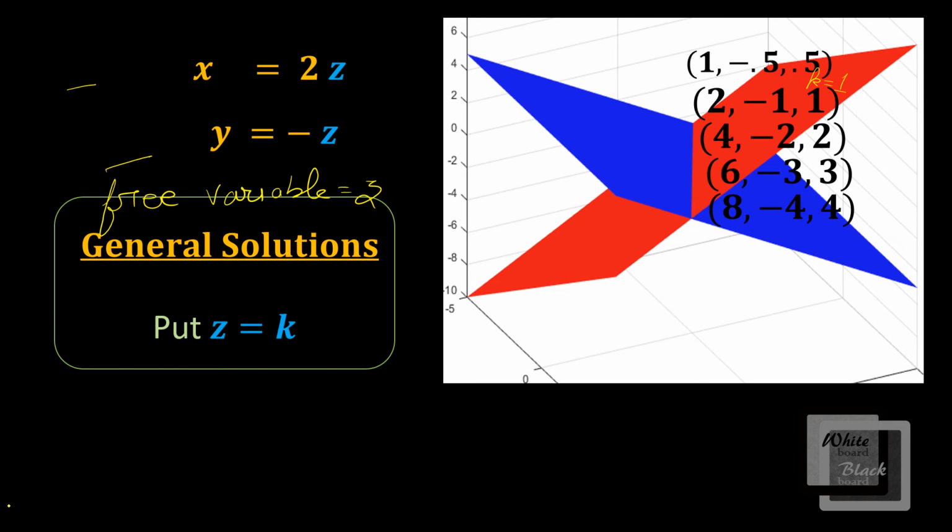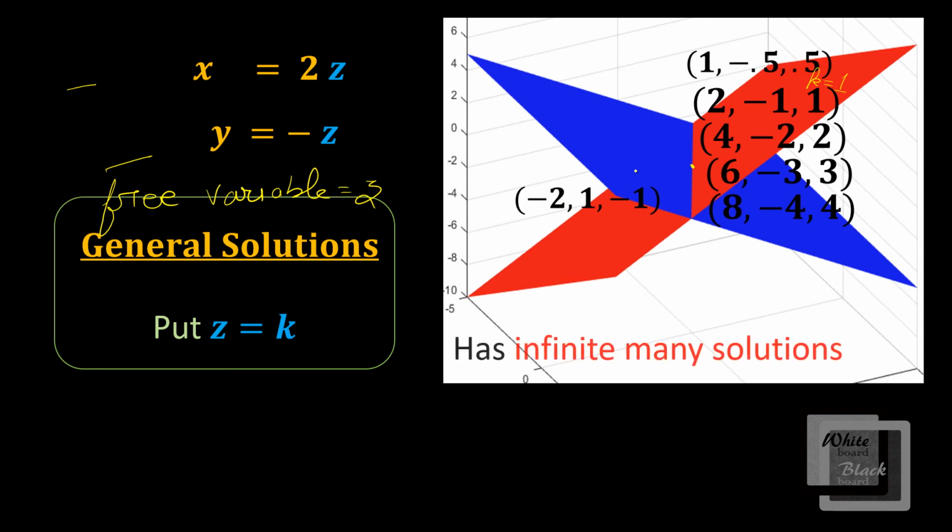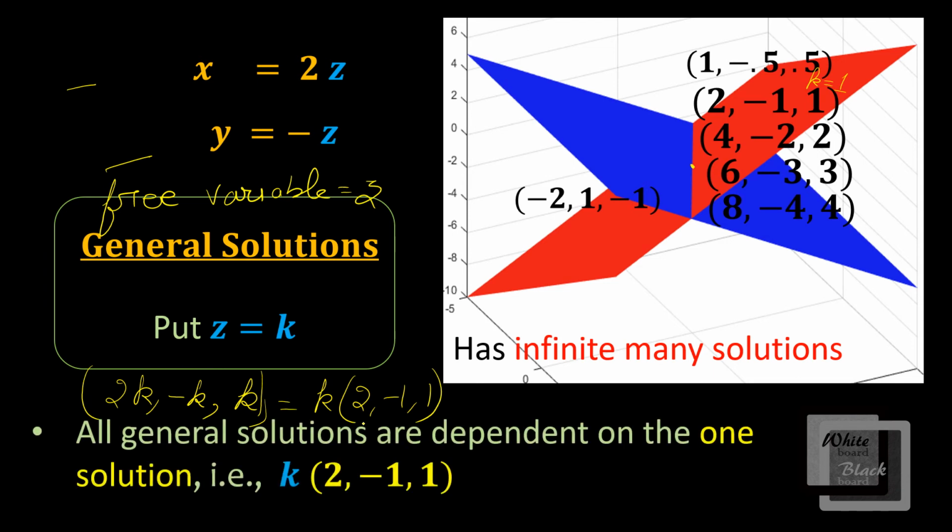solutions. Also this system passes through the origin, so 0 is also a solution, but the basic solution will be of the form z equal to k. If z equals k, then y equals minus k, x equals 2k. Or we can also write it as k times (2, -1, 1). All the general solutions are dependent on the one solution, that is (2, -1, 1).